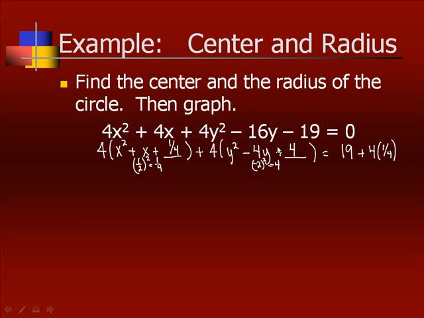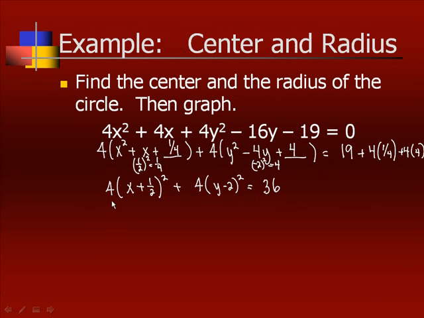But on the other side, because we've got a 4 out here and a 4 in here, we're going to add 4 times the 4 on this side. So what we've got is 4 times, this is a perfect square trinomial of (x + 1/2)², 4 on the outside here, (y − 2)² is equal to 19 + 1 + 16, which is 20 + 16, which is 36.